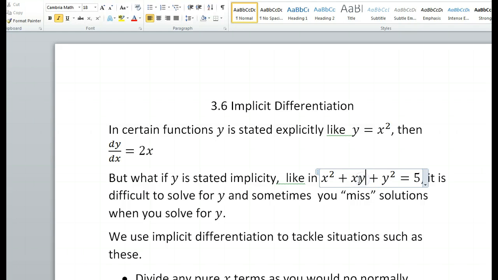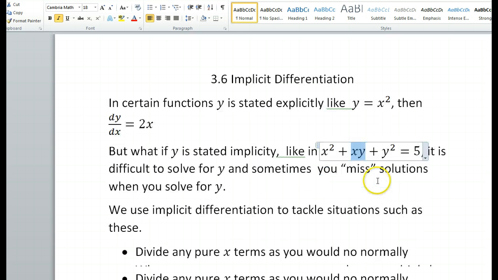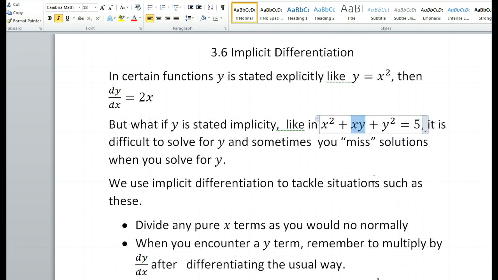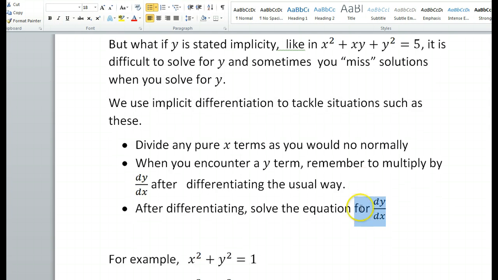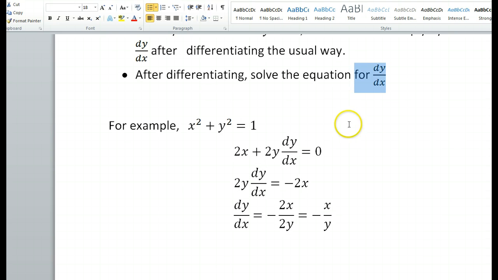What about this term? This term is an xy product, so you have to think of them as two different variables and use the product rule. When you're using the product rule, when it comes to differentiating the second part, which is a y, remember you need to multiply by dy over dx. And then the final step is to solve for dy over dx, because you have an equation and on one side you will have dy over dx. But let's see what we mean through an example.